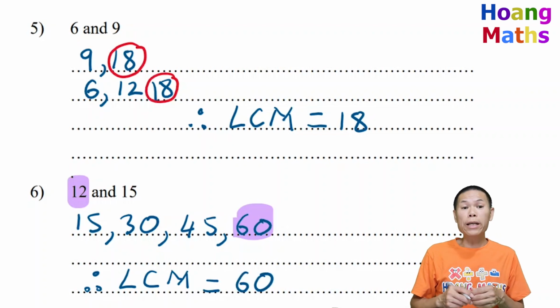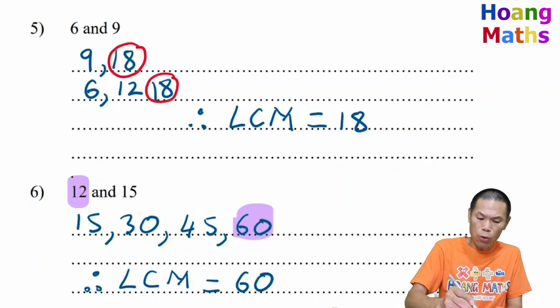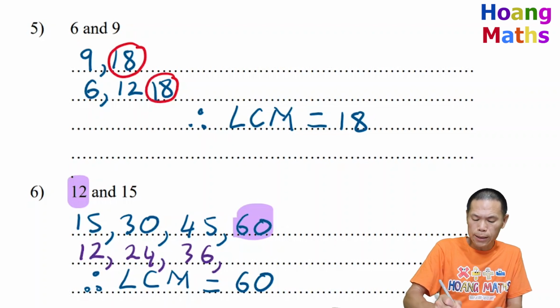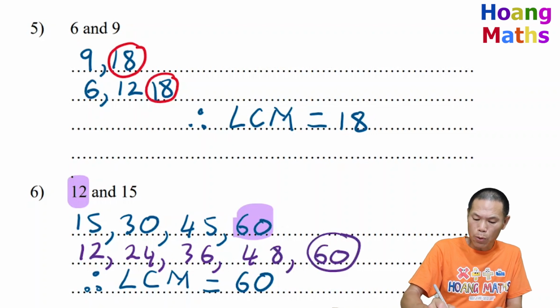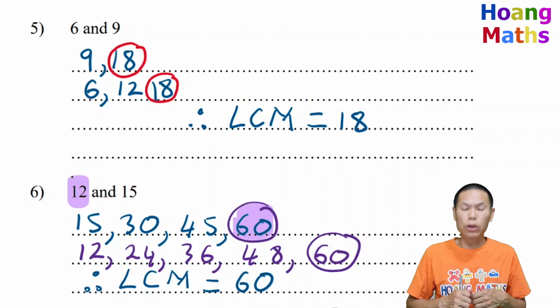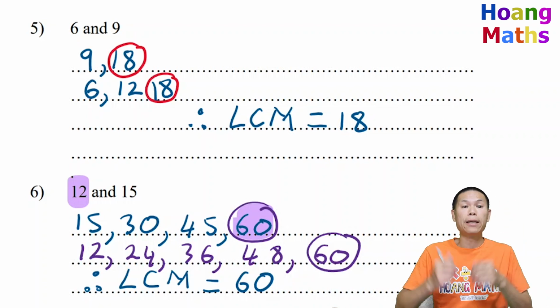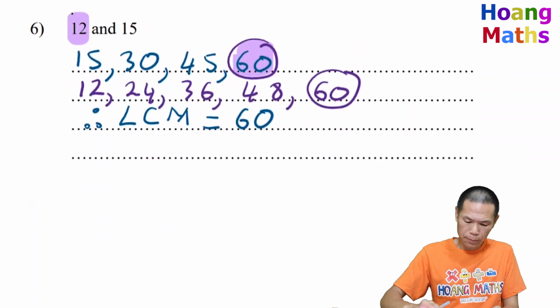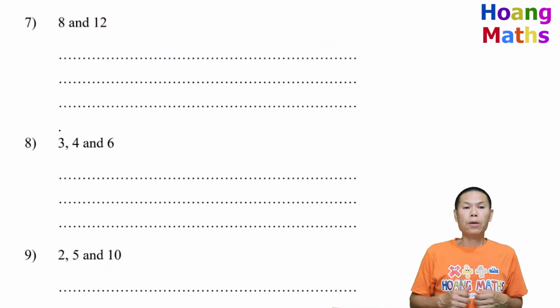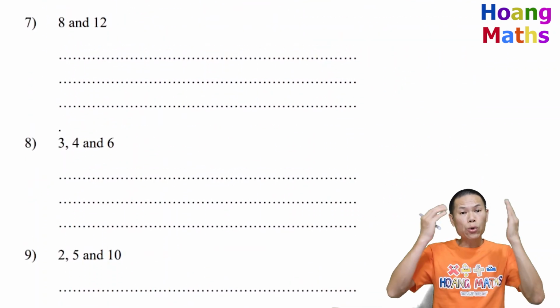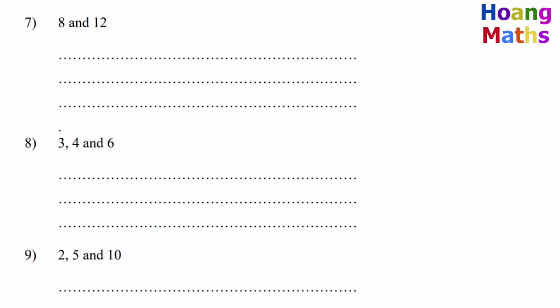Otherwise, of course, you can just list the multiples of 12 out as well. For example, 12, 24, 36, 48, 60. See, they both are the same, so you can stop there. So the lowest common multiple of 12 and 15 is 60. Please stop the video and try this one yourself.